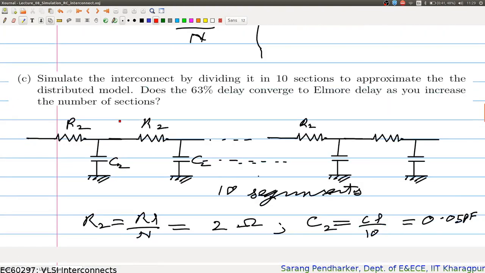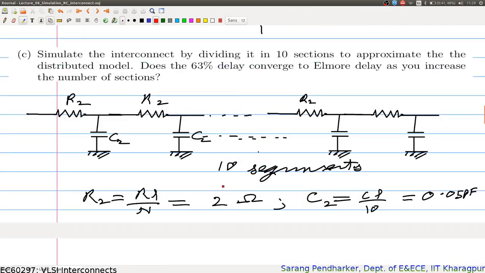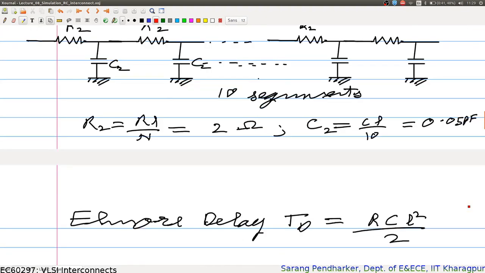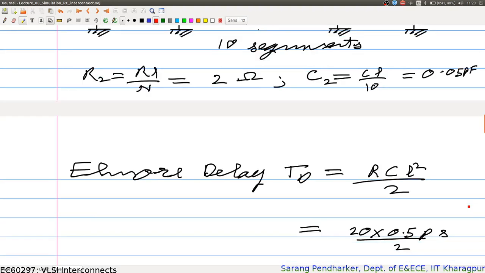You can then break this into 10 segments. Once you break it into 10 segments, the resistance of each segment would be 2 ohms, and the capacitance of each segment would be 0.05 picofarad. You should go ahead and create that on your own. And then what would be the theoretical value of Elmore delay?